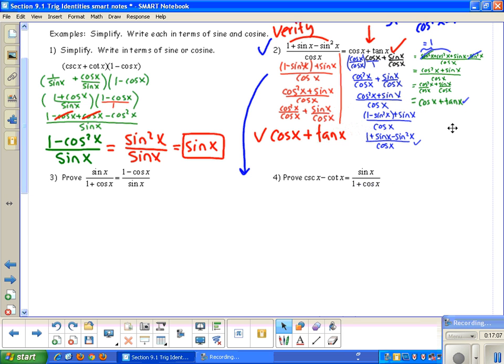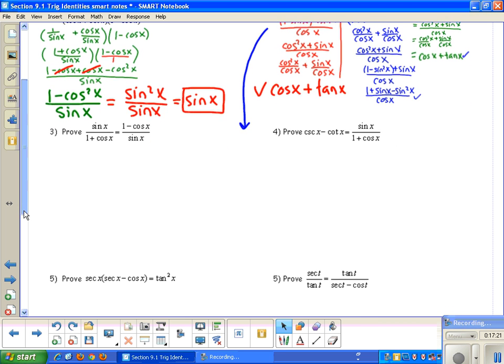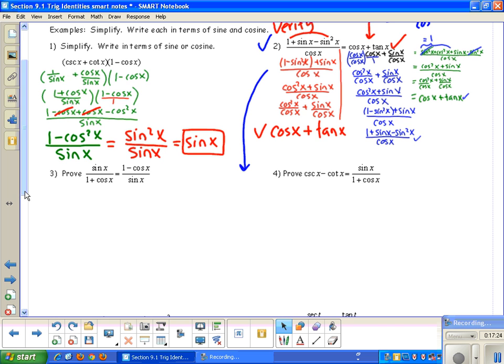Okay, now let's do number 3. Number 3 says we want to prove sine x over 1 plus cosine x equals 1 minus cosine x over sine x. Now for this, both sides look equally complicated, so it doesn't really matter which side you pick. I'm going to go ahead and pick to work with the left side.